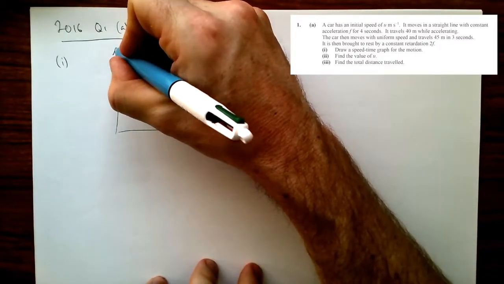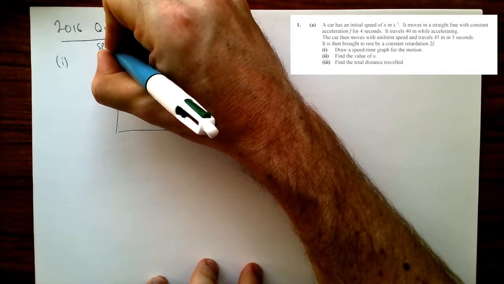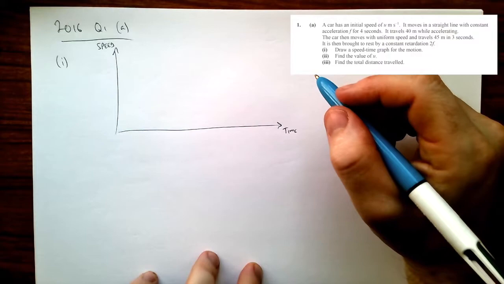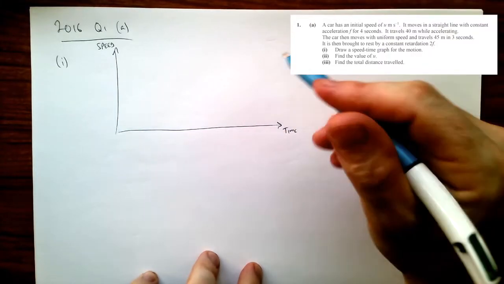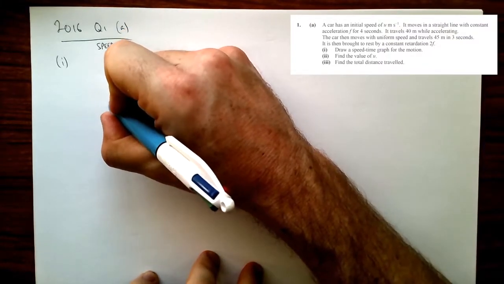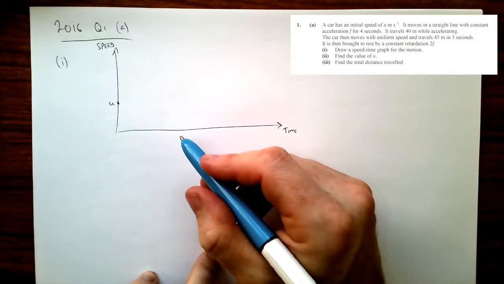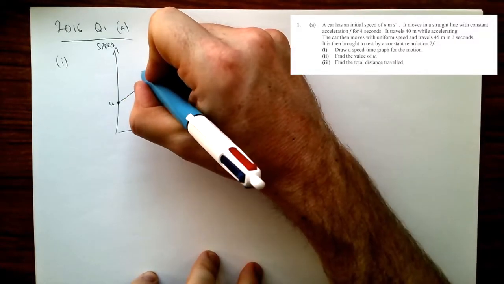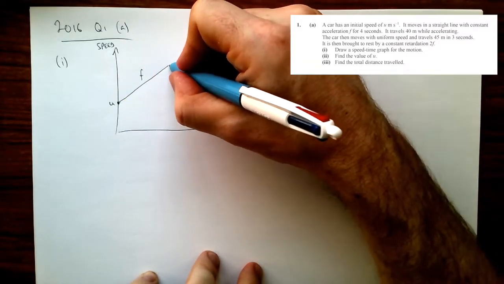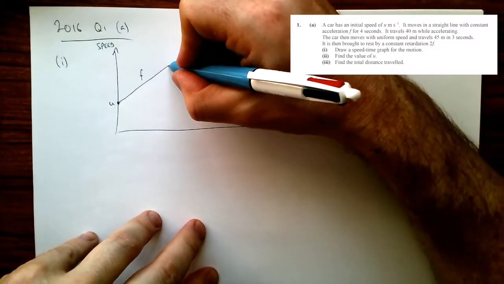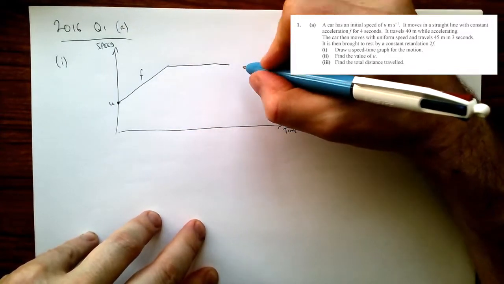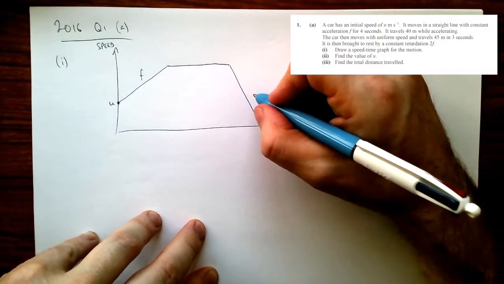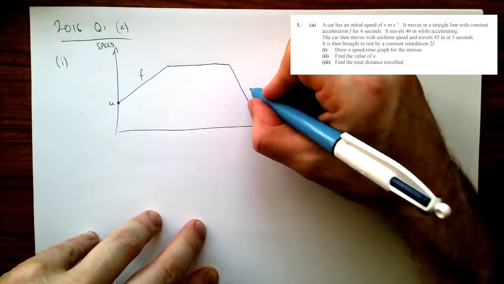Give a bit of space for this one. So here we have our speed, and this is time. Okay, so there's going to be 3 sections to this overall. We know it starts with u, so let's call that u. It has constant acceleration of f. Then it moves nice and steady. And then we hit the brakes, all the way down to a stop. And that deceleration is 2f.